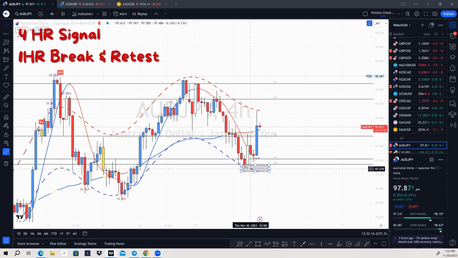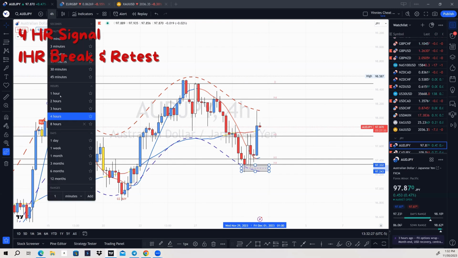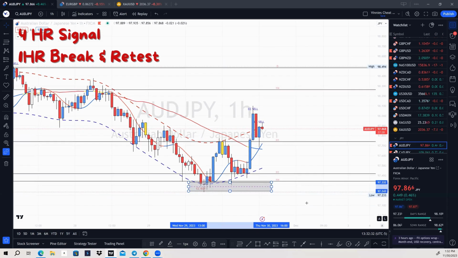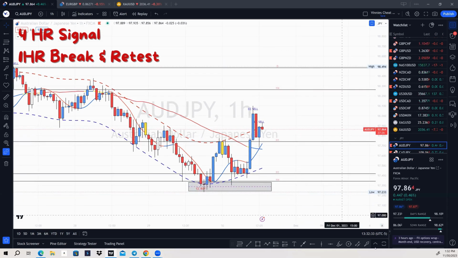So all you have to do is take your rectangle tool, just draw from the wick, not the body, but just the wick. Draw it over and simply wait for the 1 hour time frame for price to come back into that area. Okay. Now, if we look on the 1 hour time frame, here is the retest candle.